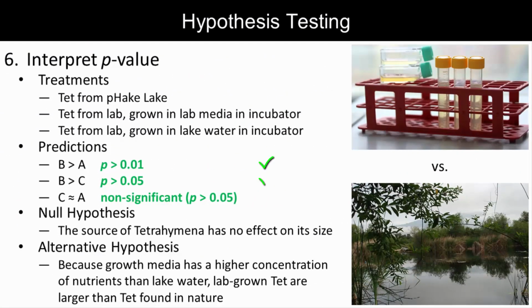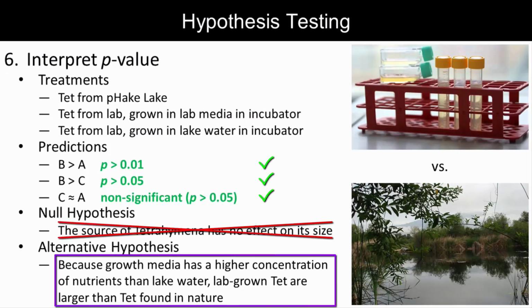So we once again reject our null hypothesis and support the alternative hypothesis that lab-grown tetrahymena are larger than tetrahymena found in nature because lab growth media has more nutrients than lake water. And because of how we set up the experiment, we have good support for that mechanism. But keep in mind, this is still just support and not proof. We never really prove anything in science, but as we perform more and more experiments and gather more and more support, we can reach the point where a given hypothesis becomes the only reasonable explanation.